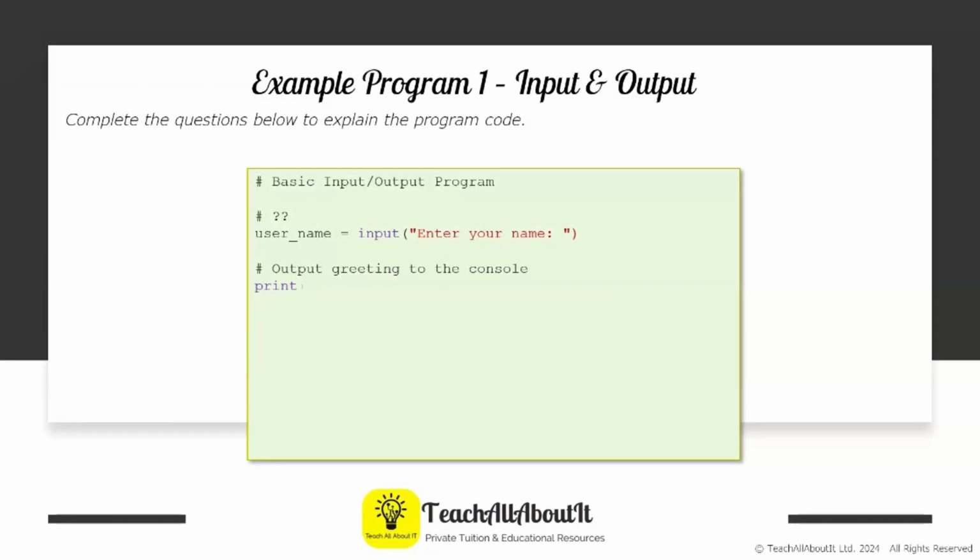Our first program here is just a simple input and output, but we can also break this down a little bit. So this is an example that they would give you for sequence. So when we're talking about sequence, selection and iteration, and they ask you to identify sequence in your programming, then this is really what we're looking for.